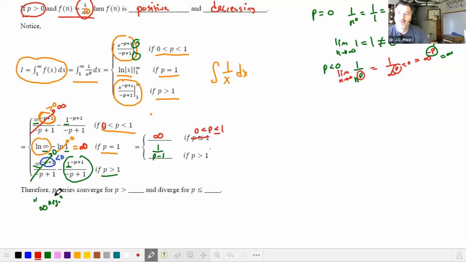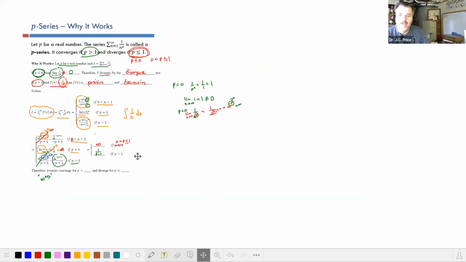Putting all this together, let me zoom out a little bit. What can we say? For p less than or equal to 1, which covers p less than or equal to 0 and p between 0 and 1 or equal to 1, we know that the p series diverges. And for p greater than 1, we just showed you get some number, and so the p series converges when p is bigger than 1. That's the idea, and that's why it works the way that it does.